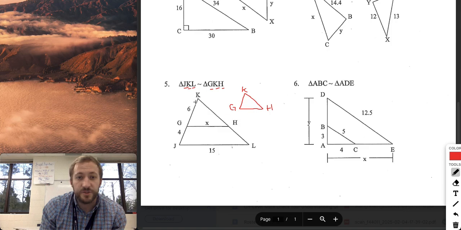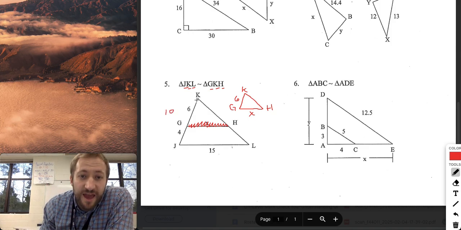Let's see, G to K, that's 6. G to H, that's X, we don't know it. And then I'm just going to mark this out, all right, because I've redrawn my triangle. And then K to J, J to K, that's actually 6 plus 4, which is 10. So I have 10 for this side, I have 15 for this side, and then I have X and 6.